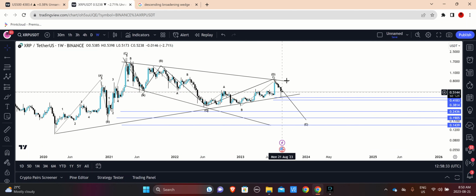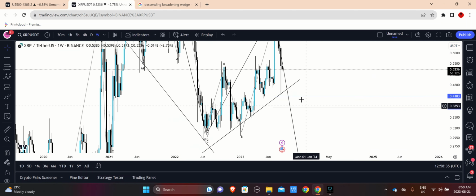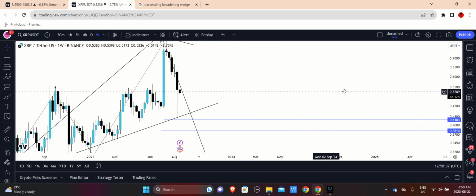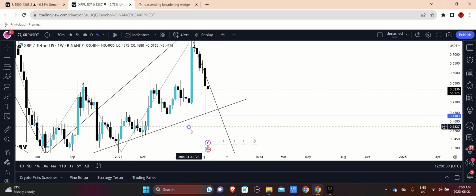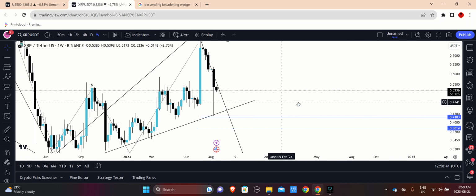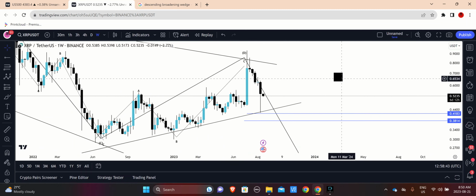So just an estimation, but remember, all eyes on these two levels over here. We cannot break these two levels on XRP if we want the bullish scenario to play out, which is not this one.